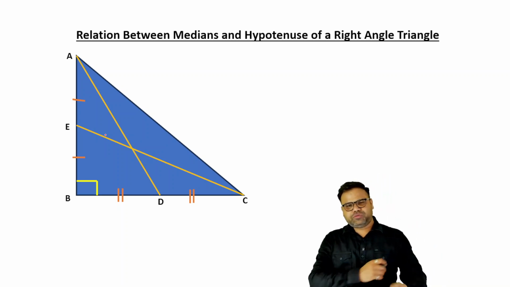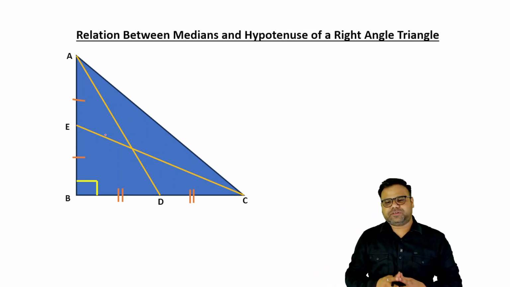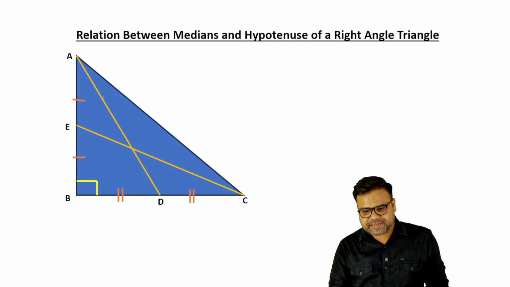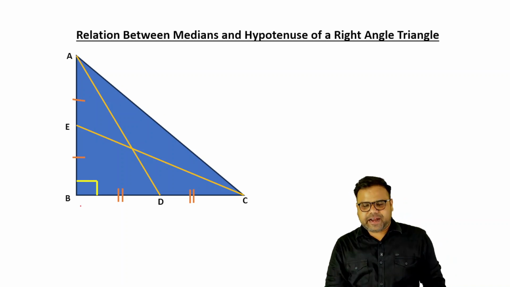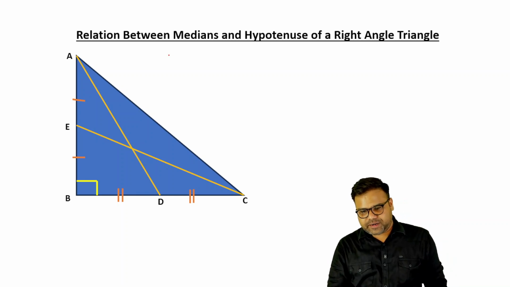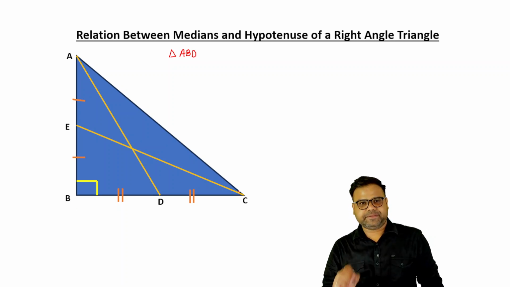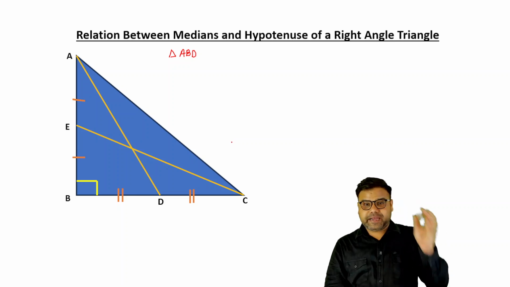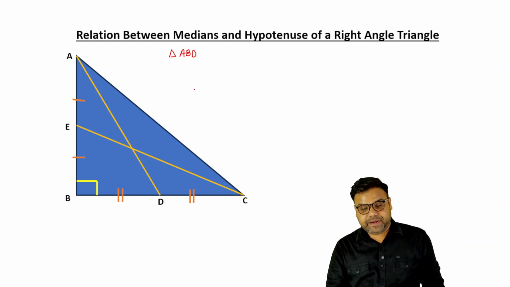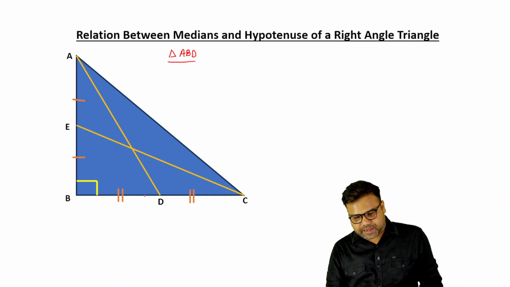How will I do that? I will take the help of Pythagoras theorem. As you can see, there are three right angle triangles. One is triangle ABD, second is triangle BEC, and third the largest triangle ABC. So first I am going to apply Pythagoras theorem in triangle ABD. Can you see triangle ABD? This is triangle ABD, in which angle B is 90, so AD will be the hypotenuse.